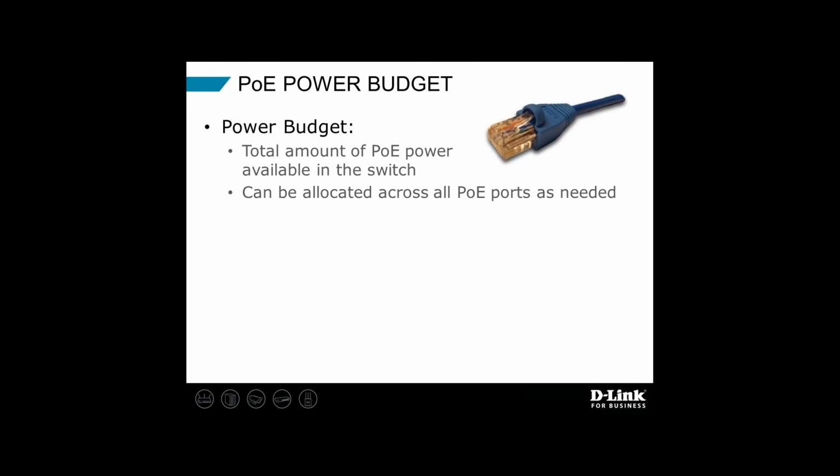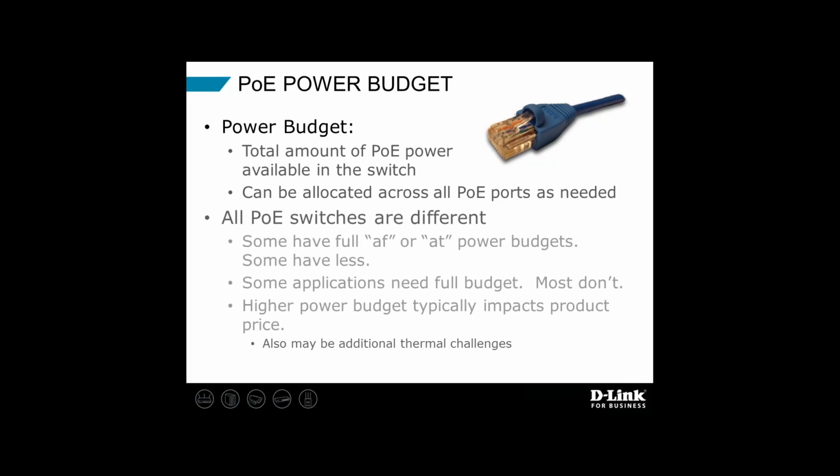PoE power budget is pretty simple actually. It's the total amount of PoE power available in a PoE switch. And this power can be allocated across all PoE ports as needed. So port 1 maybe is providing 4 watts, port 2 is providing 10 watts, port 3 is providing 12 watts. It doesn't have to be equal. It's whatever that PD needs to operate. And it's cumulative. I add up how much power is being provided on each port. That's how I get to my total budget that's available in the switch.